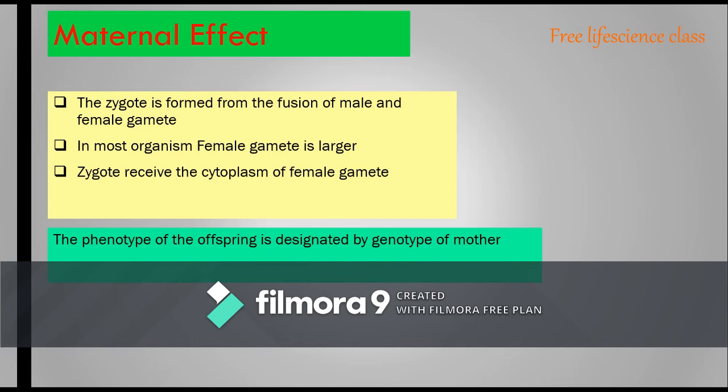You know one thing, the zygote is formed from the fusion of a male and female gamete. In most organisms, the female gamete is larger and contributes cytoplasm for the developing embryo. The zygote receives the cytoplasm from the female gamete, not from the male gamete, and this cytoplasm has some factors that control the expression of the offspring, that means the expression of the phenotype of the offspring.